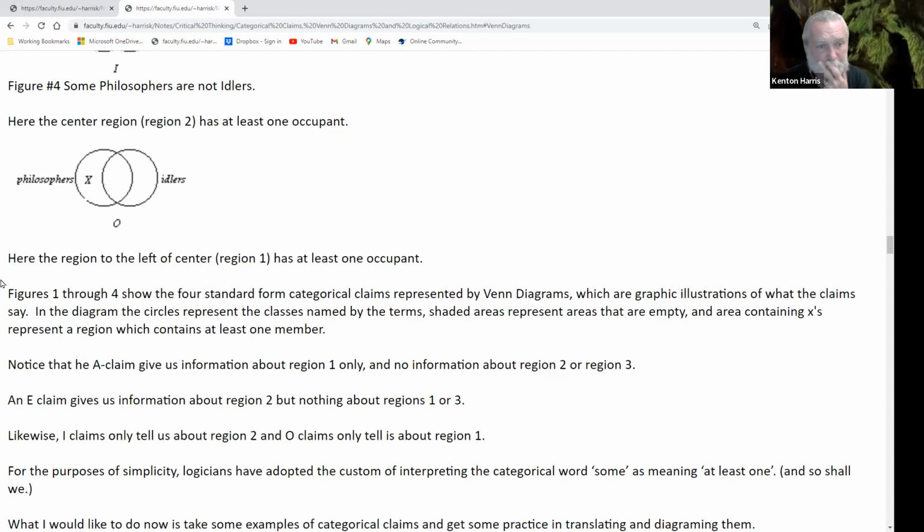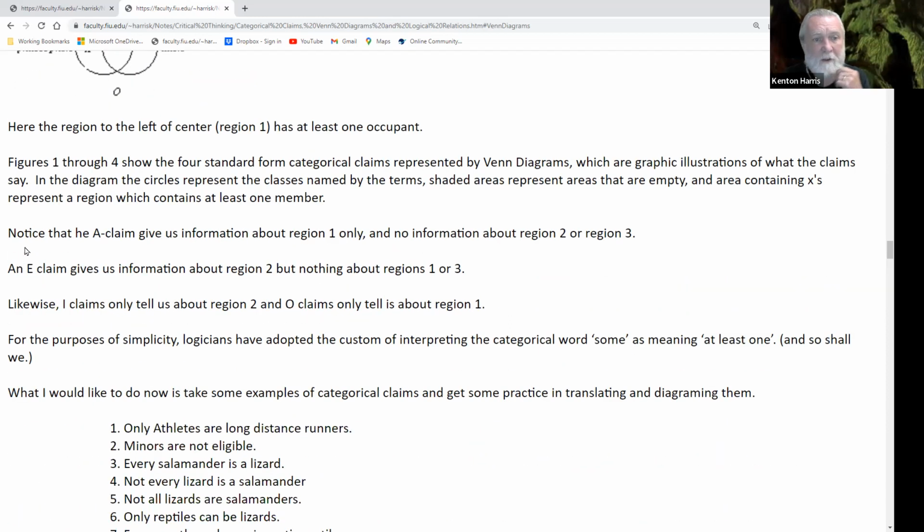All right. So figures 1 through 4 show the standard form categorical claims represented by Venn diagrams, which are graphic illustrations of what the claims say. In the diagram, the circles represent the classes named by the terms. The shaded areas represent areas that are empty, and areas containing an X represent a region which contains at least one member. Right?